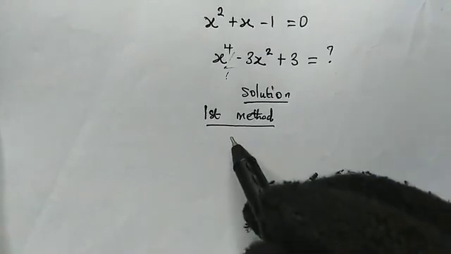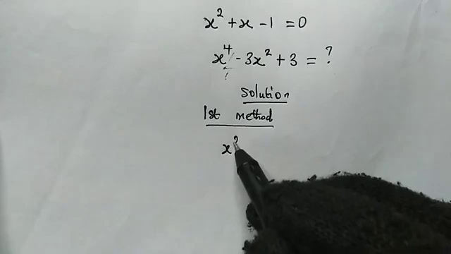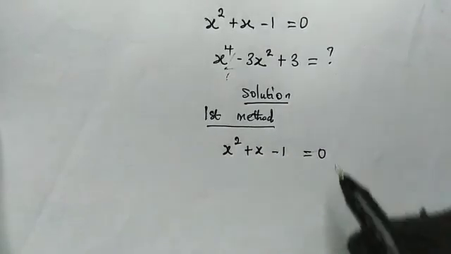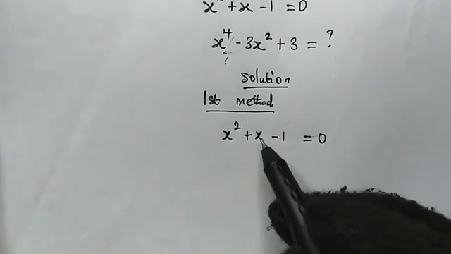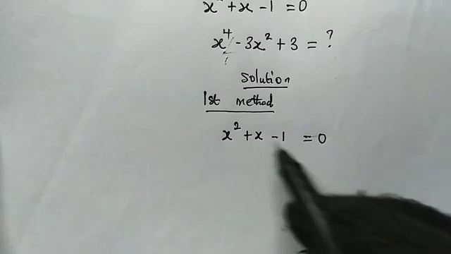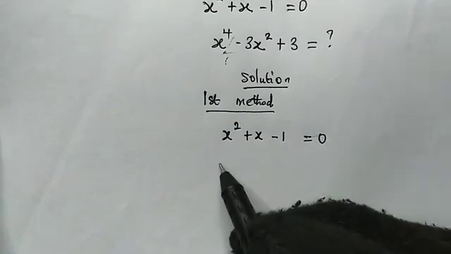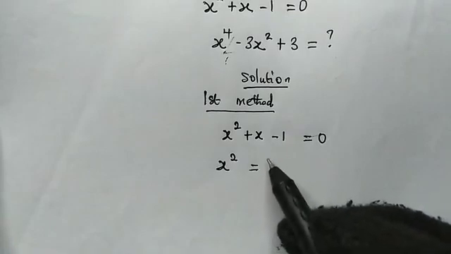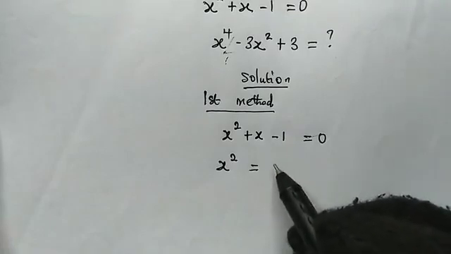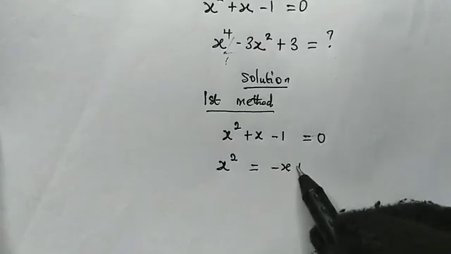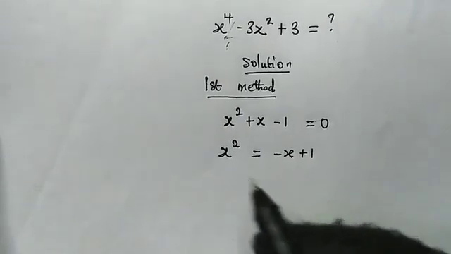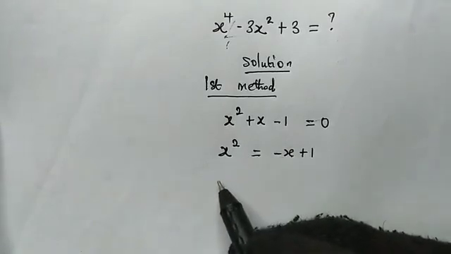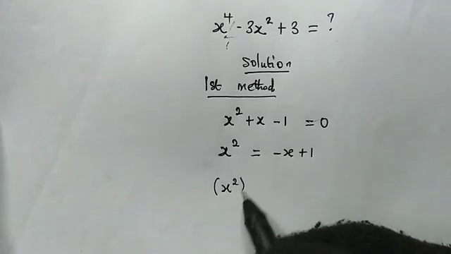From the given equation, we have x squared plus x minus 1, which is equal to 0. From here, let's move this term x and negative 1 to the right hand side. So we have x squared will be equal to, in this case, that we have opposite signs. So we're going to have negative x, then plus 1. Okay, so from here we have x squared stands for this, right? So let's square both sides of this equation.